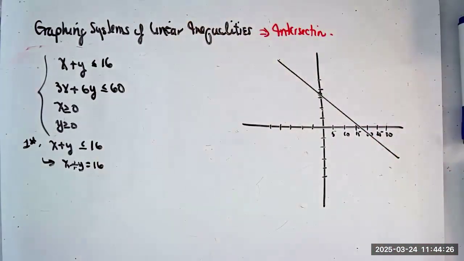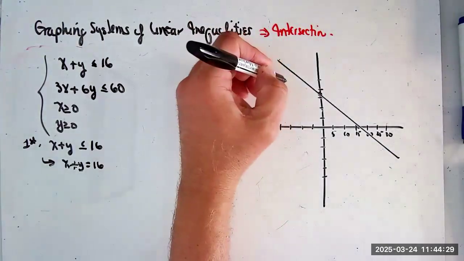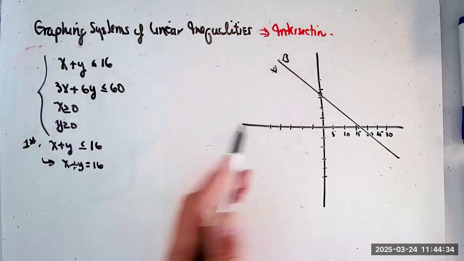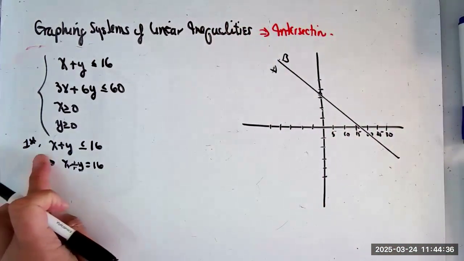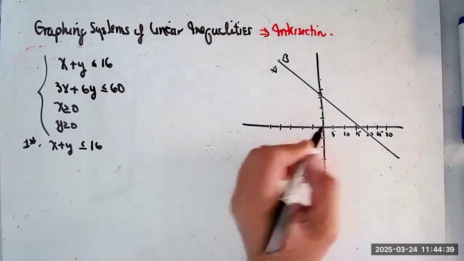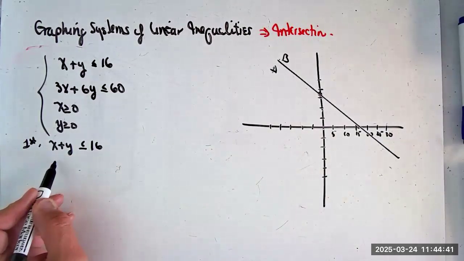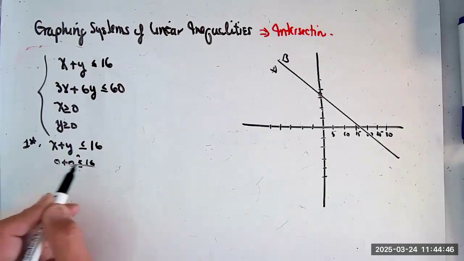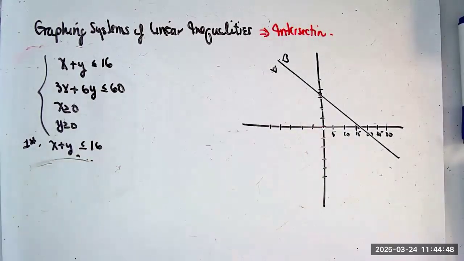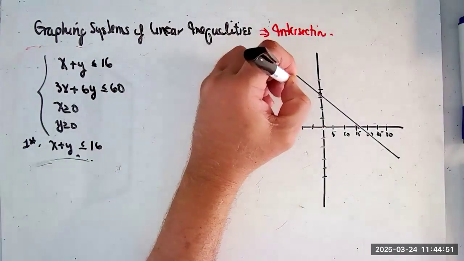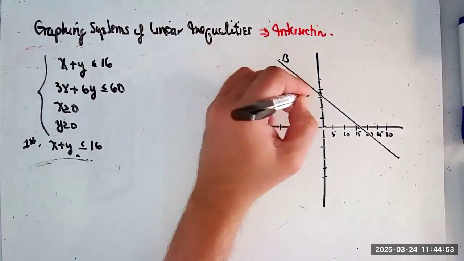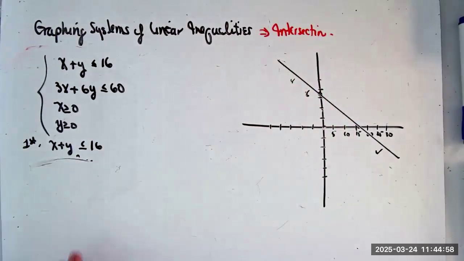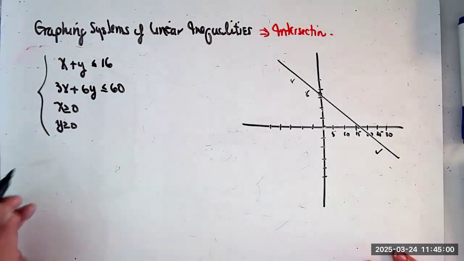It's, of course, a solid line. Now I need to decide which area to shade, the A area or the B area, below or above the line. For that, we use a test point. We may use 0, 0. So 0 plus 0, is that less than or equal to 16? Yes, indeed, that means 0, 0 is part of the solution, so we'll shade the A area. I'm not going to do it yet, otherwise it will get messy. So 1 down, 3 to go.